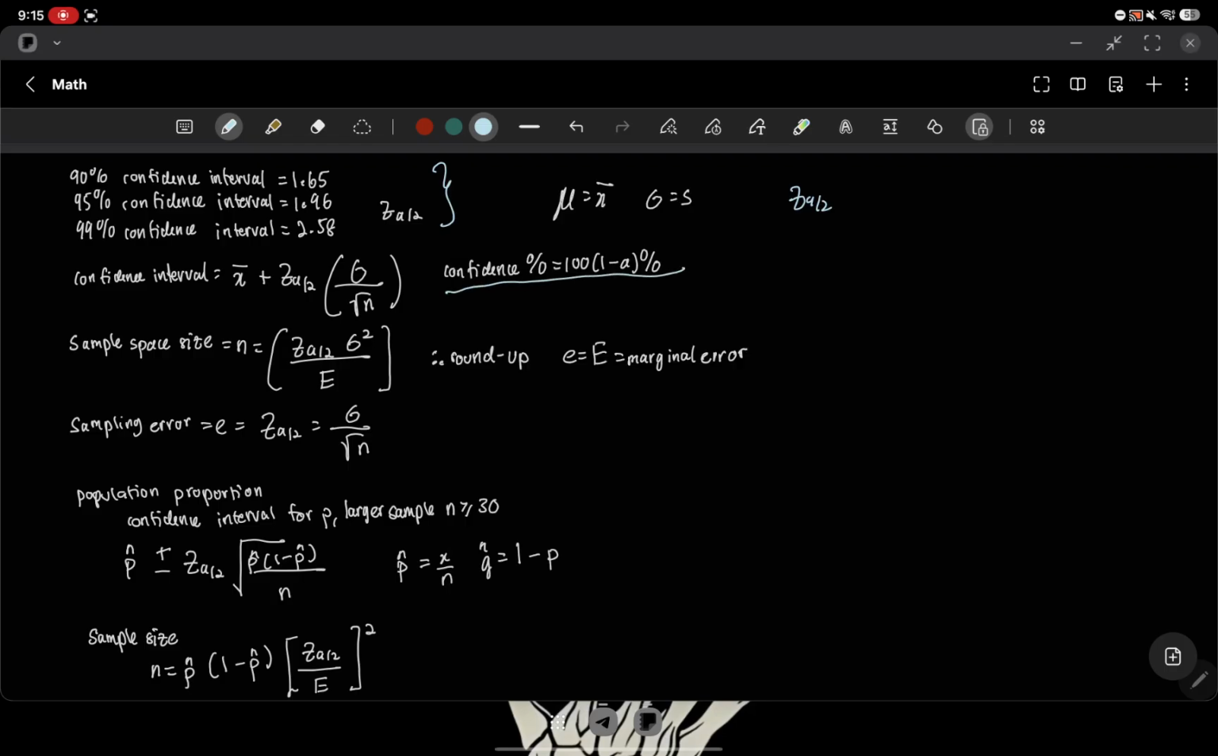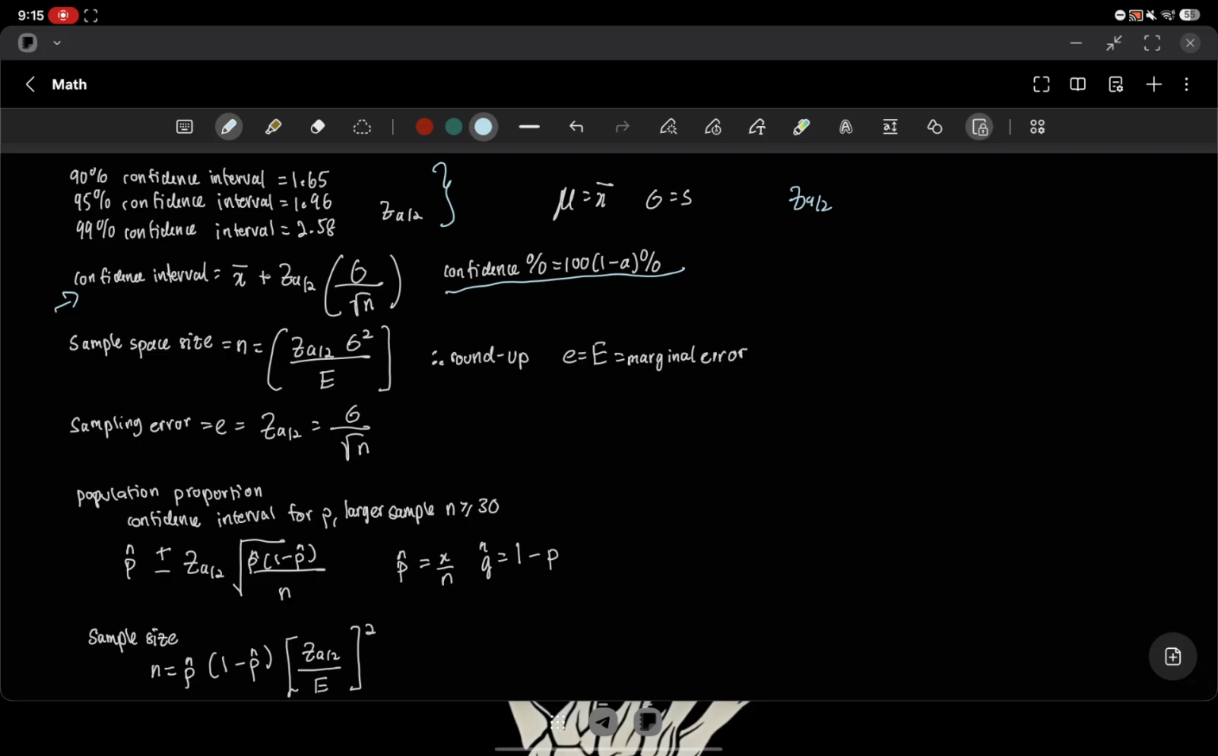Confidence is the percentage. So if it's 90% confidence, we just put 90% confidence, then we get the α, then we need α/2, then we follow the table to identify it. Then we have the confidence interval in order to find it. So this is the formula for it.